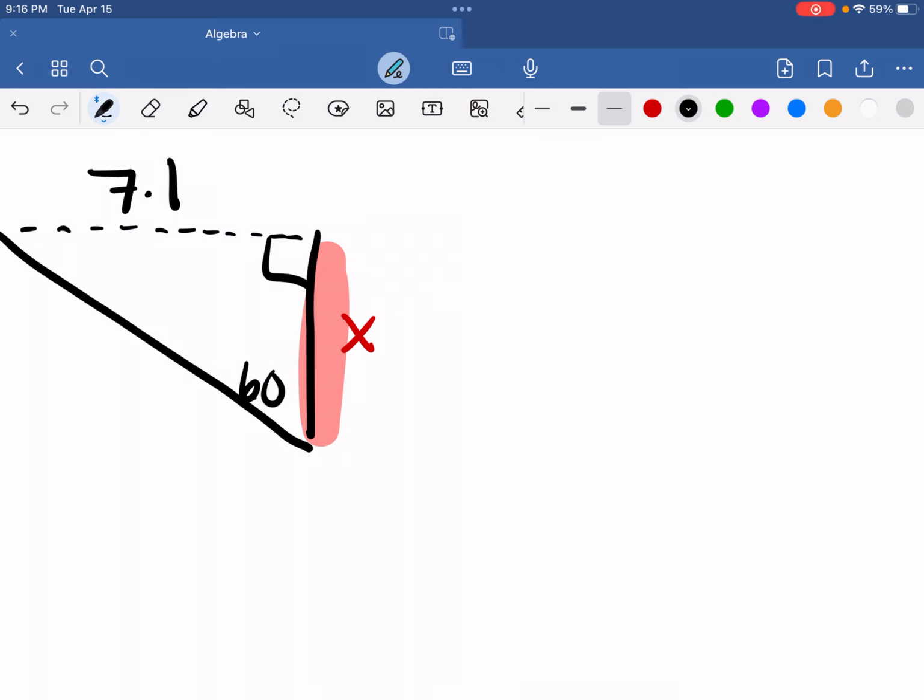All right, so let's put that in. 7.1 divided by square root 3, and it would be 4.1. That's the answer. If you don't know how to do that, then we're going to do it with SOHCAHTOA.